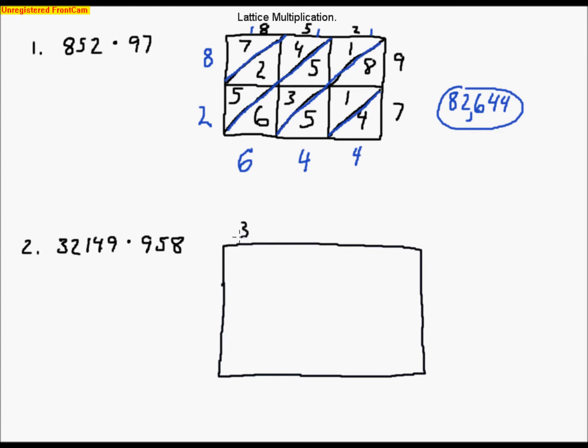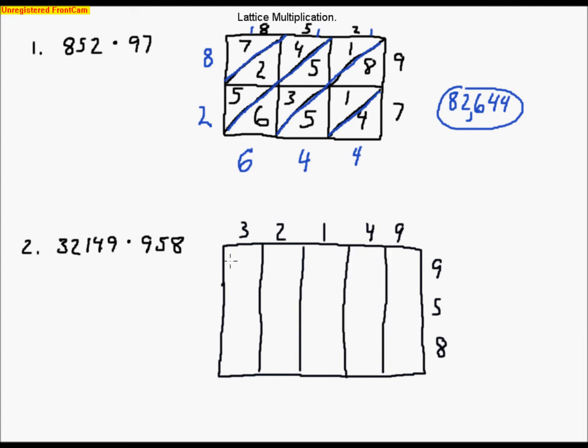So start with 3, 2, 1, 4, and a 9. Over here we have a 9, 5, and an 8. And then we start making our vertical and our horizontal cross members. And then once we've made those, we can set up our lattice. So again, the lattice comes from those cross members that go diagonally. So we've set up those lattices here, and again, these parts are going diagonal through these.